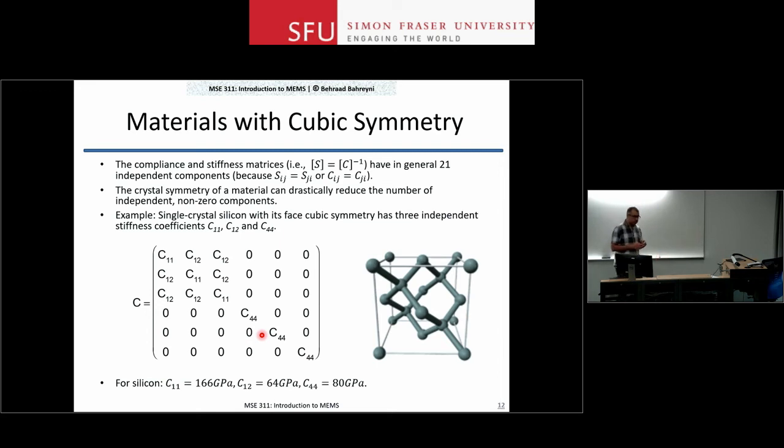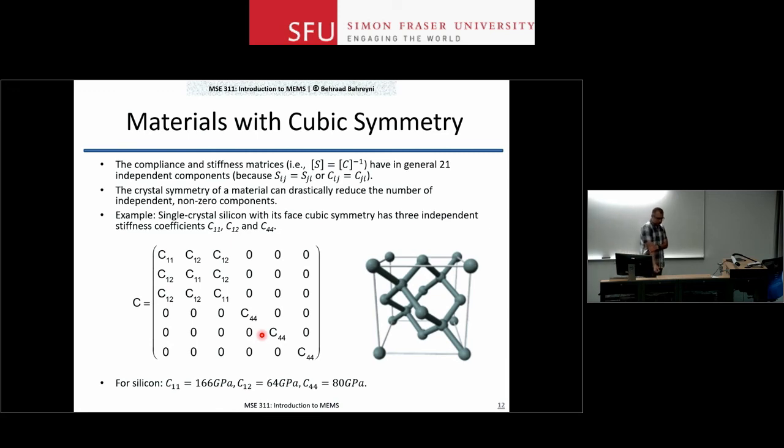Actually, in most situations, they are not aligned for the 1, 0, 0 direction. They are aligned with the 1, 1, 0 direction on the surface of my wafer for historical reasons. So the question is, now that I know this is the way that my material behaves, how do I figure out the relationship between stresses and strains in all directions?